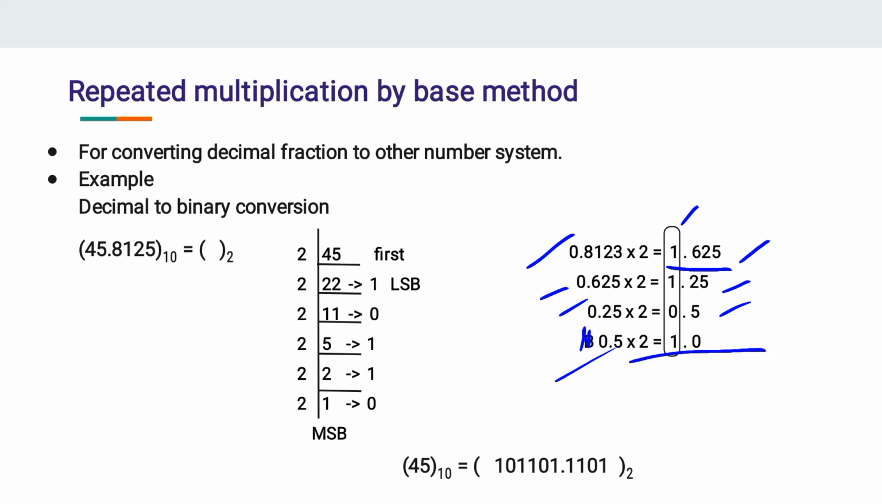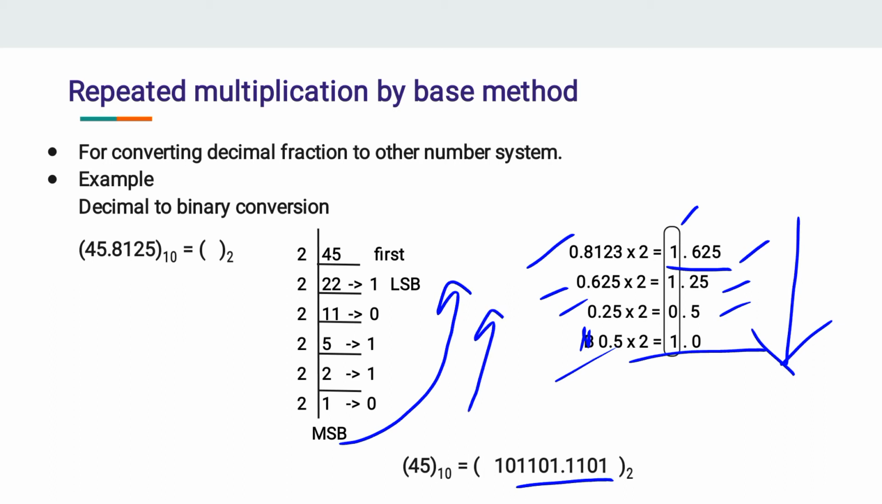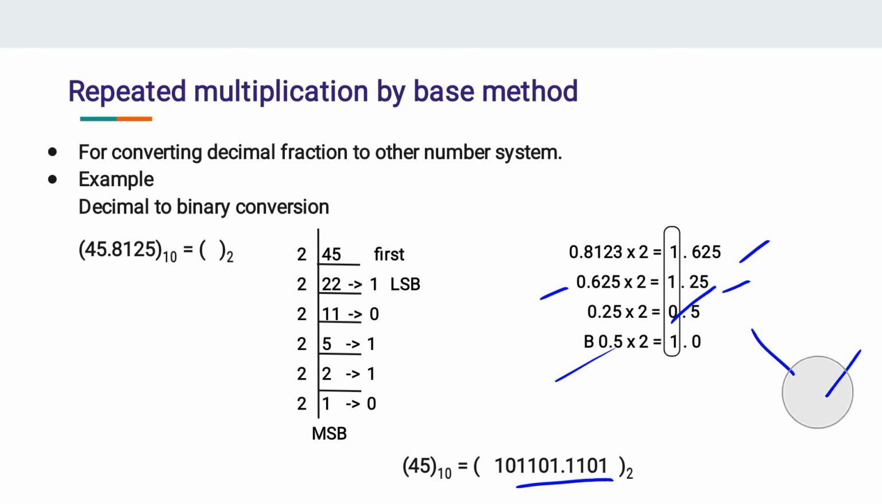So stop here. So you have to write the number from top to bottom. Clear? For the whole number you write from bottom to top. For the fraction part you have to take from top to bottom. So the answer is: for the whole number, from bottom to top, 101101. For the fraction part, from top to bottom, that is 1101. So this is how we are going to do the calculation for the fraction part in the example of decimal to binary conversion.